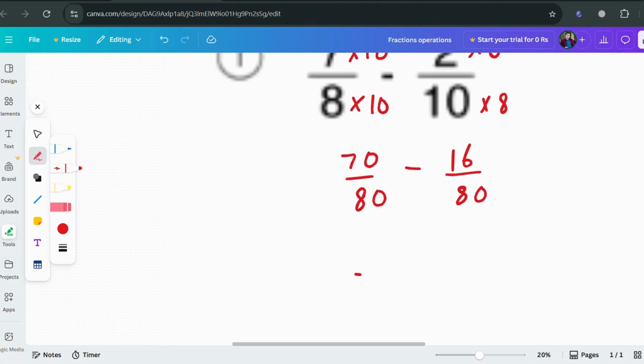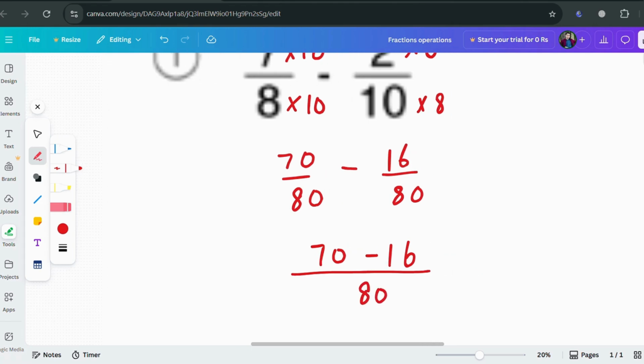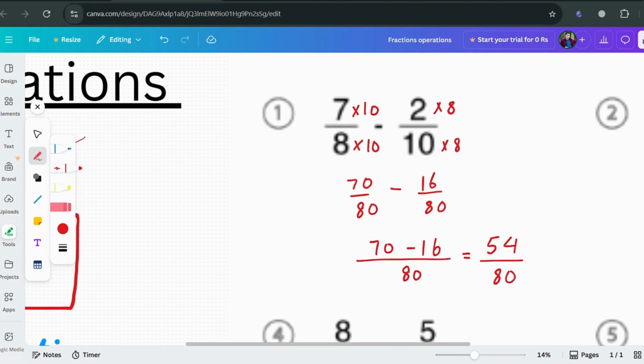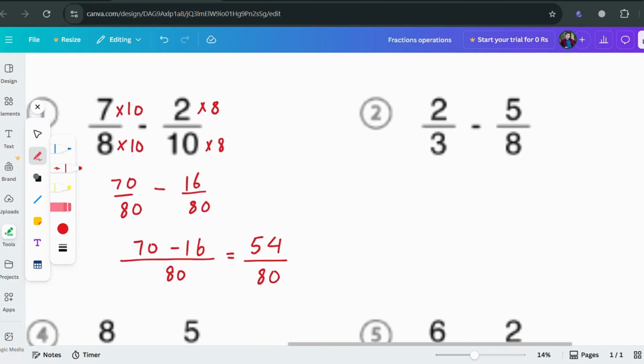I've got the common denominator now, 80 over here, 70 minus 16. Now I will just subtract them, and 70 minus 16 is equivalent to 54 over 80. As you can see, the first subtraction operation is done. Now I'm going to move towards the next question.